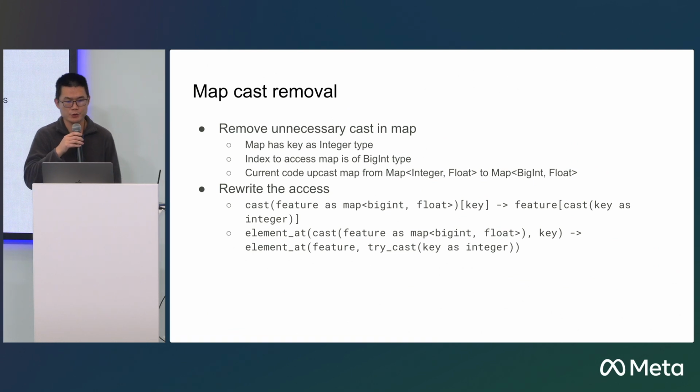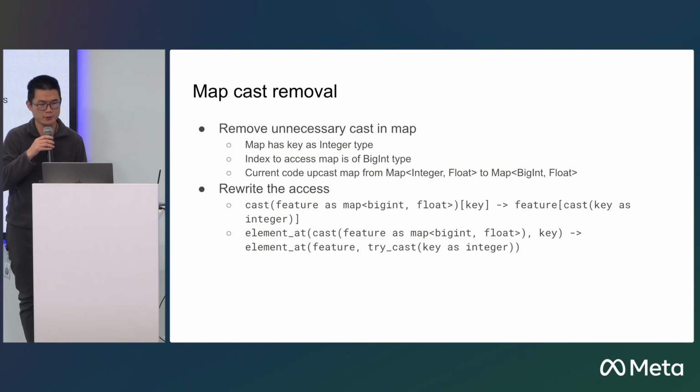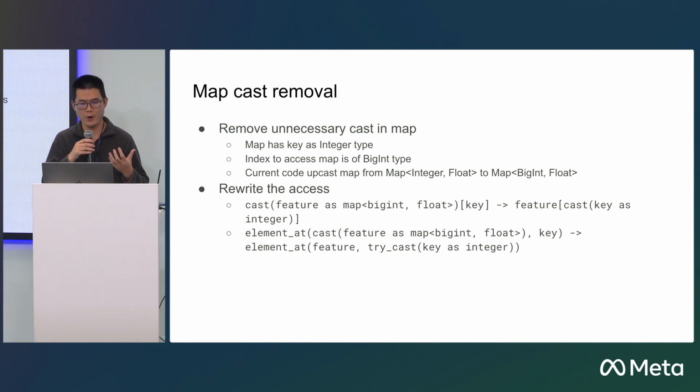The last one I'm going to talk about is map cast removal. This is also a pattern we observed in our workload. Sometimes for feature maps, the map can have integer as the map key. However, sometimes people use a bigint to access the map. Currently the engine will upcast the map from map of int to float to map of bigint to float, which can be expensive at times. So we rewrite this pattern so that we cast the key instead of the map.